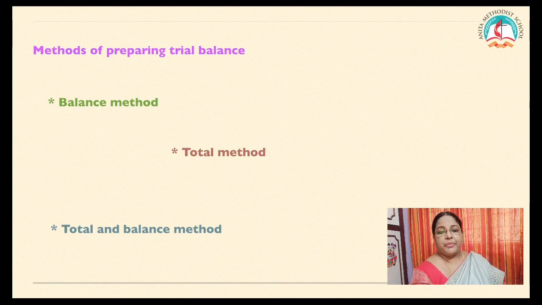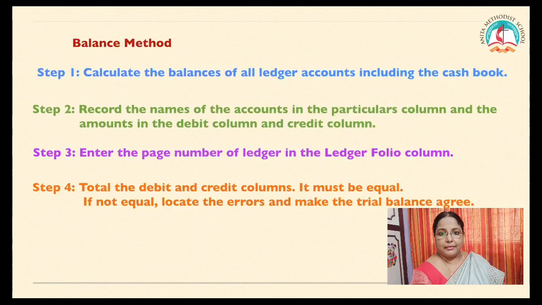The next one is methods of preparing trial balance. We have three: balance method, total method, and total balance method. Okay. Today we are going to see balance method. Balance will be taken from all the ledger accounts. You know, journal is the first step, ledger is the second step. Now your ledger will show a closing balance and an opening balance. So that balance will be taken to prepare a trial balance. That is called the balance method.